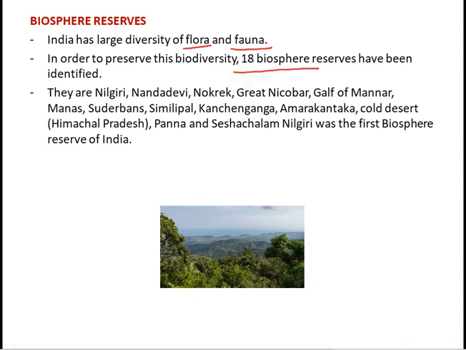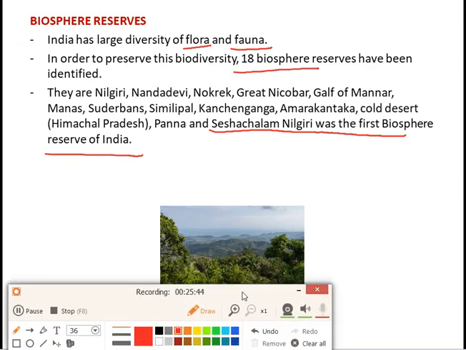And where are they? They are in Nilgiri, Nanda Devi, Nokrek, Great Nicobar, Gulf of Mannar, Manas, Sundarbans, Simlipal, Kanchenjunga, Amarkantak, Cold Desert in Himachal Pradesh, Panna. Seshachalam was the first biosphere reserve in India. Which was the first biosphere reserve in India? It is Nilgiri that was the first biosphere reserve in India. So at least 2-3 biosphere reserves you can remember.